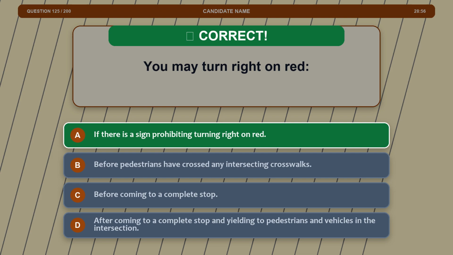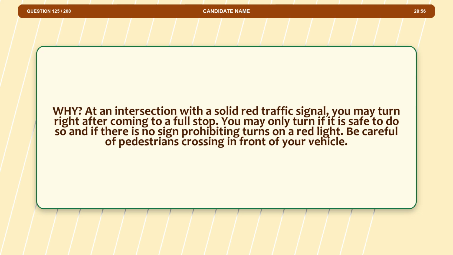The correct answer is option A. If there is a sign prohibiting turning right on red. Explanation. At an intersection with a solid red traffic signal, you may turn right after coming to a full stop. You may only turn if it is safe to do so and if there is no sign prohibiting turns on a red light. Be careful of pedestrians crossing in front of your vehicle.